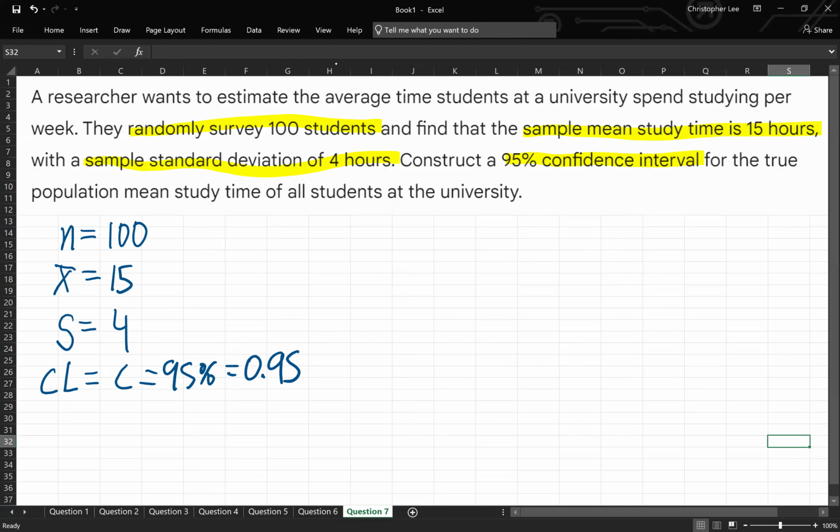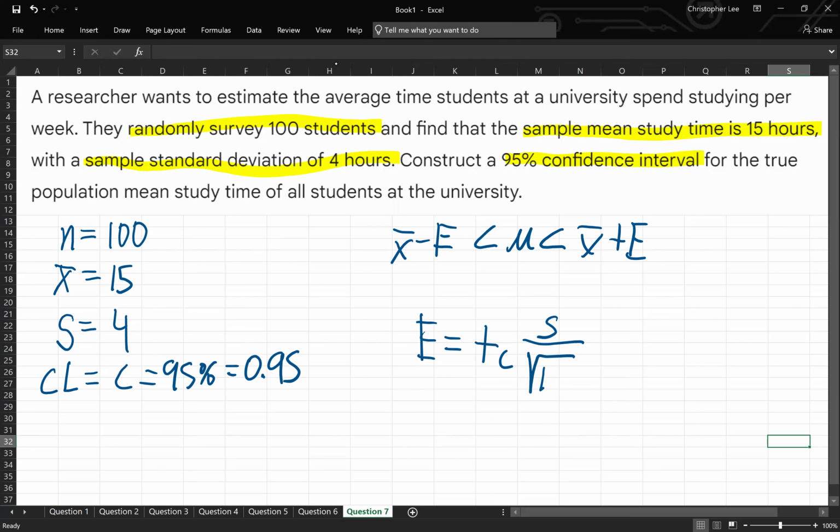All right, so we want a confidence interval. You remember that all confidence intervals are written as X bar minus E less than mu less than X bar plus E. By the way, I'm not making any of this up. This is chapter 8 in your formula sheet. I'm copying straight from chapter 8. Our margin of error, E, is equal to our T critical times our sample standard deviation divided by the square root of N, with degrees of freedom of n minus 1.